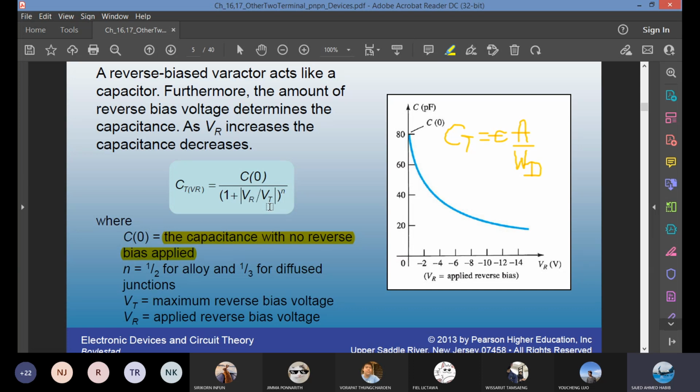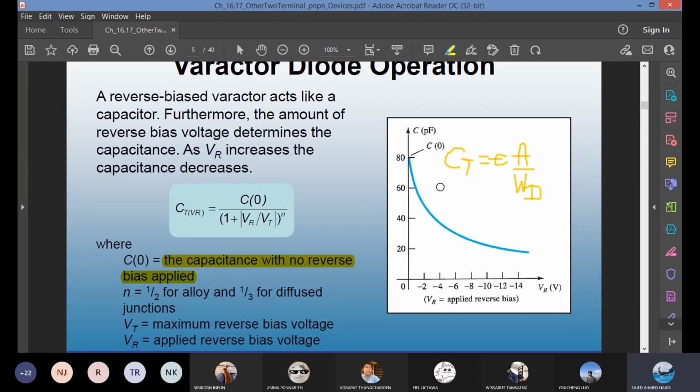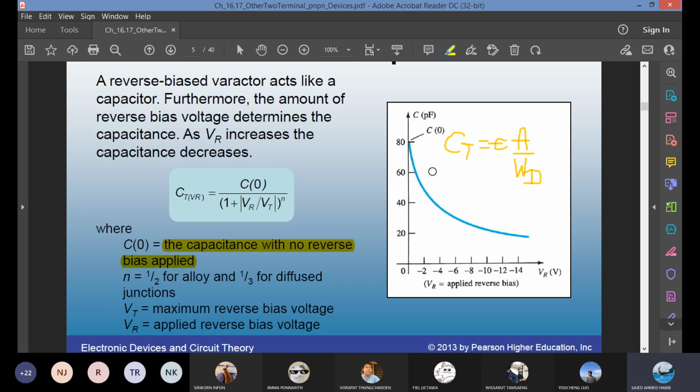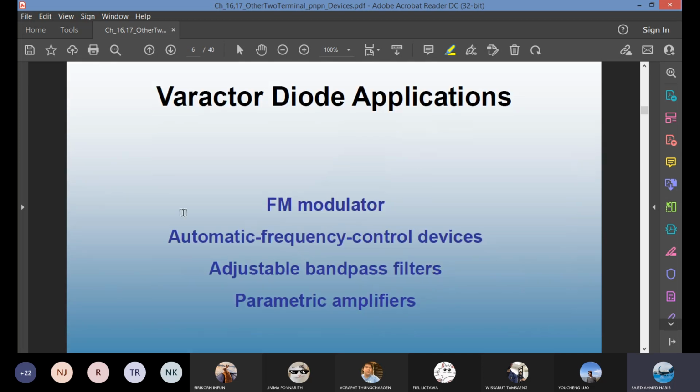I do not ask this type of problem solving, but please remember what happens in a variable capacitor diode or a varactor diode. Increasing the reverse bias will decrease the capacitance. So there are some applications in frequency modulators, FM. There are also devices which control frequency automatically, automatic frequency control devices, and adjustable band pass filters. You have learned about filters in the op-amp chapter.